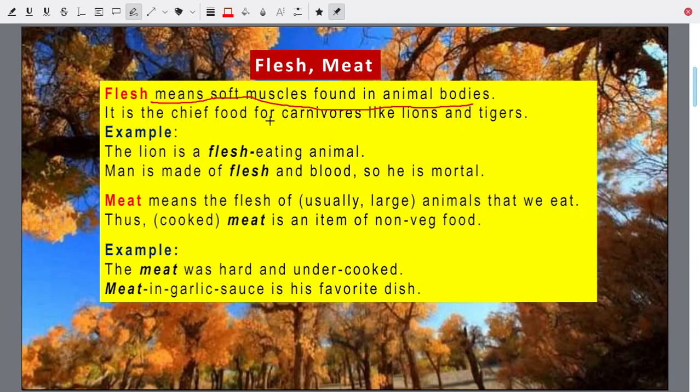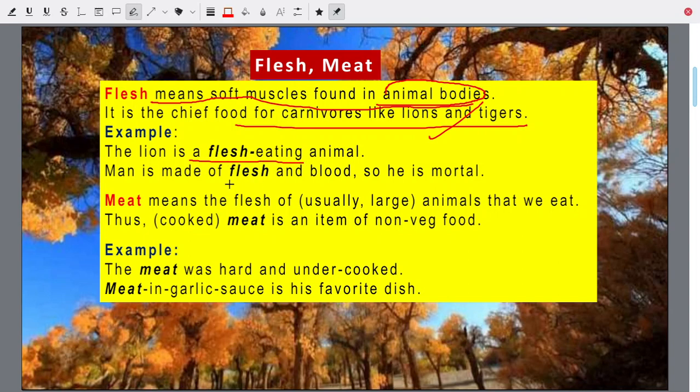It is in fact in biology known as voluntary or skeletal muscles. So the soft muscles found in animal bodies, mainly the voluntary muscles, although we eat the heart and liver, but mainly the voluntary muscles and other soft muscular parts found in animal bodies. The flesh, which makes up the soft part of the animal bodies, is used as food by carnivores like lions and tigers. The lion is a flesh eating animal.